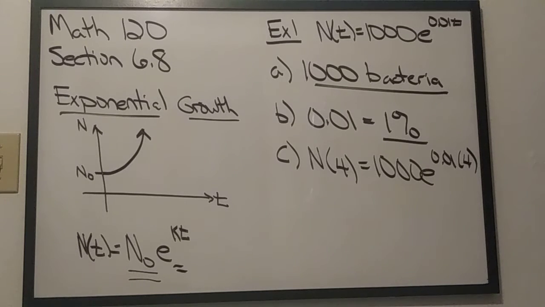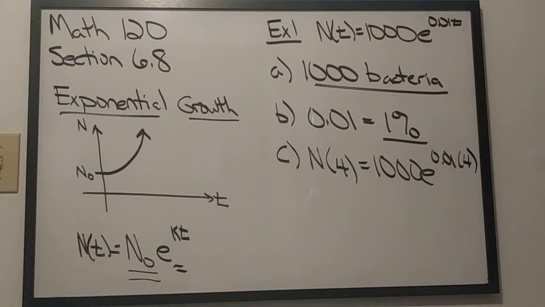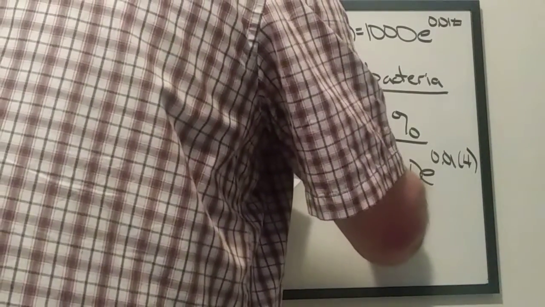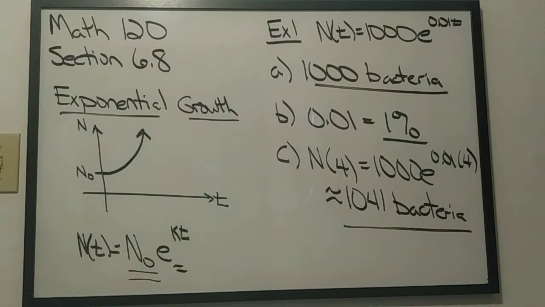Now, in terms of rounding on this kind of problem, you have to decide what kind of item you're looking at. In this case, we're talking about bacteria, and it's reasonable to round to the nearest bacteria, which means we're going to round to the nearest ones place. So if I'm going to round to the nearest bacteria, this is going to be approximately equal to 1041 bacteria. So what that says is that after 4 hours, we're going to have 1041 bacteria.